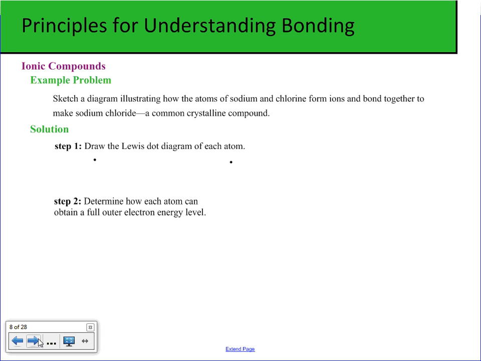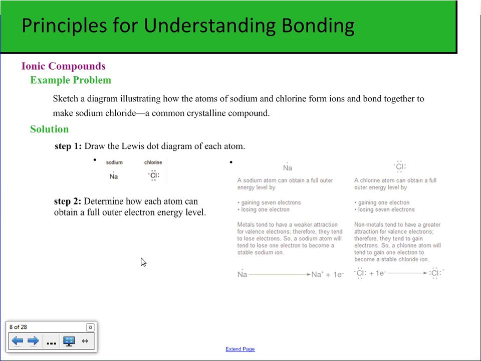So, our example problem here says to sketch a diagram illustrating how the atoms of sodium and chlorine form ions and bond together to make sodium chloride, a common crystalline compound. So step 1, we need to draw the Lewis dot diagrams for each atom. Step 2, which we've done here.